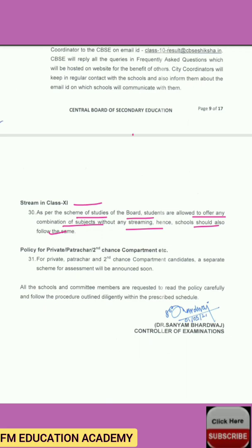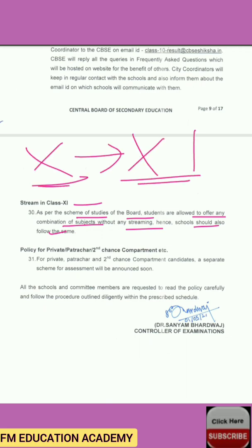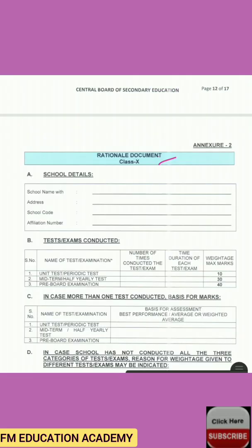If any student wants to take admission in 11th from 10th, then they can take any stream in CBSE. This will be the rationale document, which will take the help of the results committee, which will have 7 members. School details will be there in that. Tests or exams conducted. In case more than one test is conducted, they have to write that.